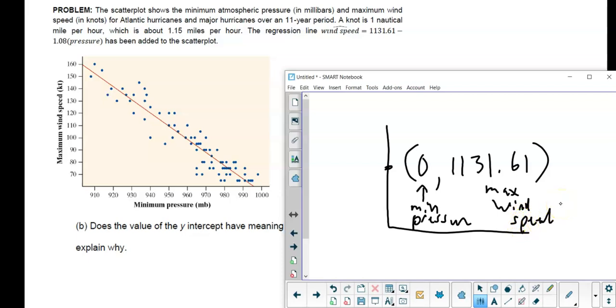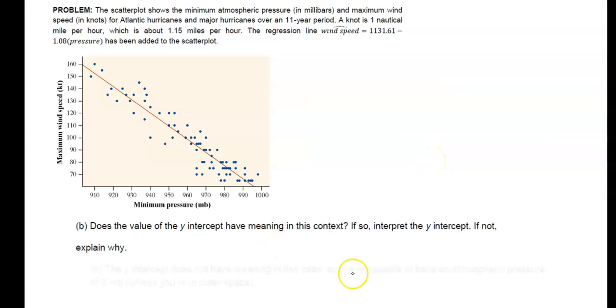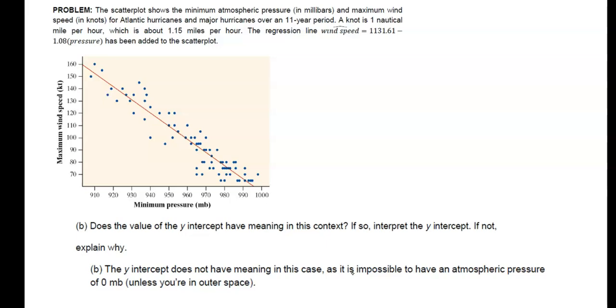So when the atmospheric pressure is 0, the maximum wind speed is 1,131 knots. I don't know if that makes sense, because I'm not a scientist, and I'm not positive that the atmospheric pressure can be 0. I don't think it could be negative, but I'm not sure if it can be 0. Let's see what they said. Unless you're in outer space. So I guess it's possible to be 0 if you're in outer space, but here on Earth that would be impossible. That's the end of your screencast today.